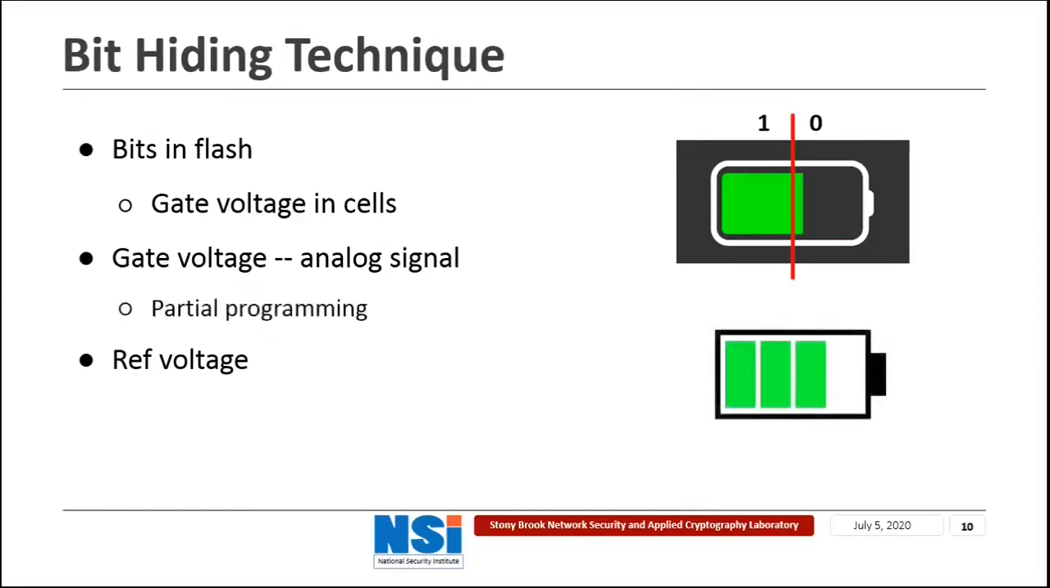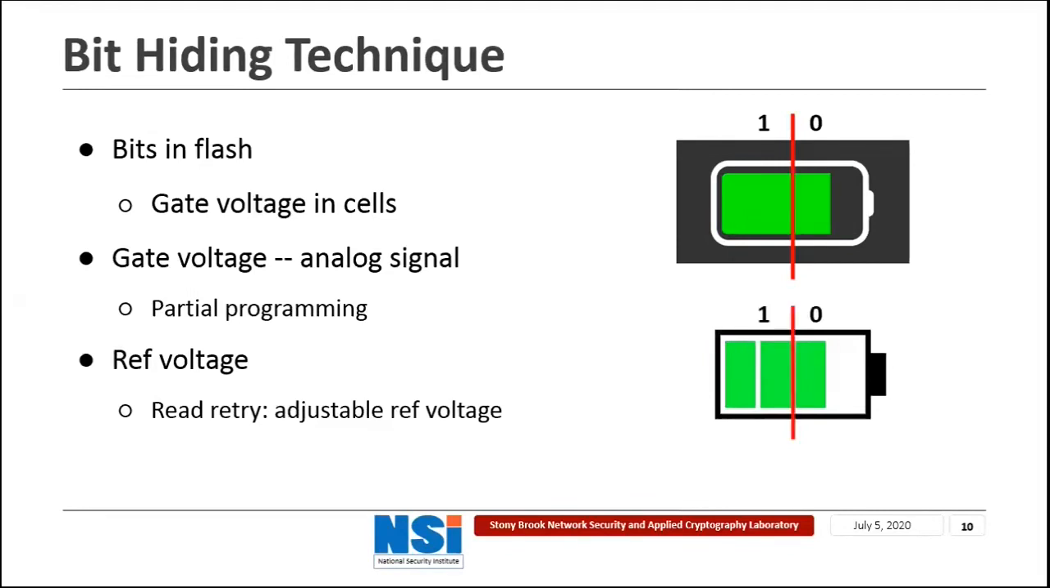Two special techniques help hide extra bits in NAND Flash. The first one is partial programming. Partial programming allows us to increase the gate voltage of the NAND Flash cells gradually so that we can set its gate voltage to the value we want it to be. Another technique that helps is called read-retry. It allows us to adjust the reference voltage and read different bits from one cell.